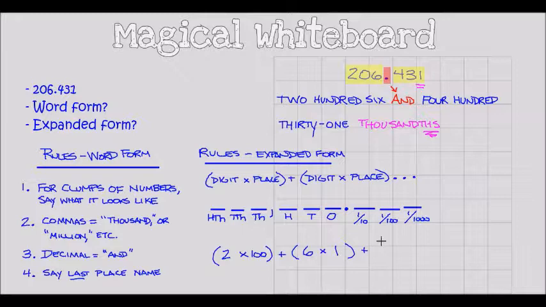And now I'm going to add it to the next digit times its place value. So the next digit that's not a 0 is a 4, and that's a 4 in the tenths place. So I'm going to say 4 times 1/10. And I'm going to add the next digit. The next digit, oh, I'm running out of room here. The next digit is a 3, and that 3 is in the hundredths place, so it's 3 times 100th.